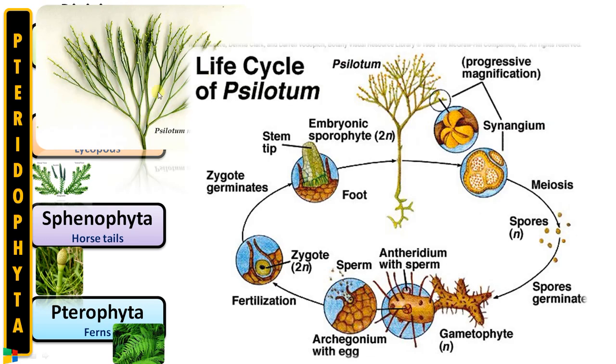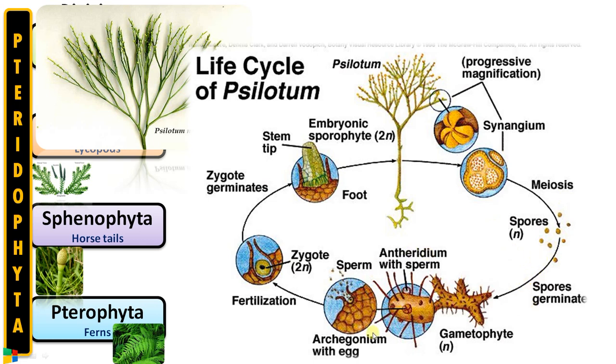Psilotum belongs to Psilophyta. As you can see, the characteristics are: these plants are rootless, having a rhizoid or root-like structure, and have a photosynthetic stem, dichotomously branched. Leaves are often absent. The spore-bearing structure is called synangium. This is an enlarged view. It is a trilobed structure. Only a single type of spore is formed, therefore it is homosporous.